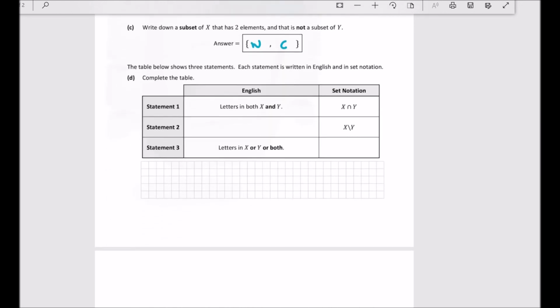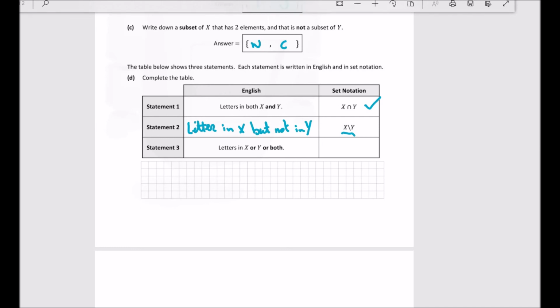Okay. It says complete the table. So statement 1, letters in both X and Y. And that's shown as X intersection Y. Now look at this one. X less Y. So what does that mean? Well, it means letters in X but not in Y. And the last one, letters in X or Y or both. Well, that would be X union Y.